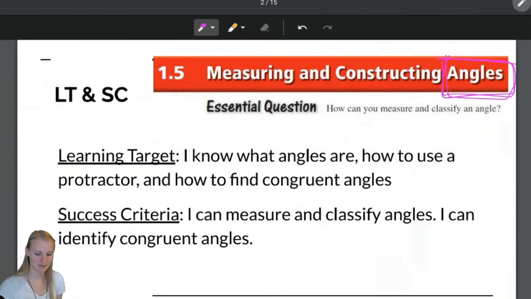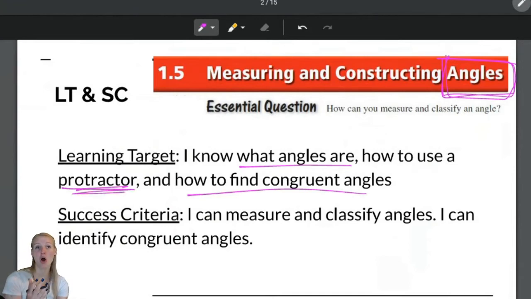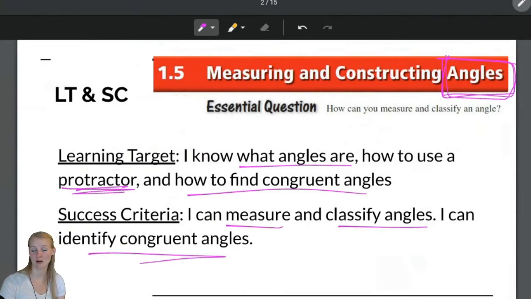Our success criteria, our learning target, is that you know what angles are, how to use a protractor, and how to find congruent angles. Now, I know all of you might not have a protractor in your house, so I'm going to show you virtually how to use one so that if you have one in person, you know what to do with it. But don't worry, you're not going to need a protractor for any of your homework. Okay, our success criteria is that you can measure and classify angles, and that you can identify congruent angles. So, be thinking about these things as we go throughout the lesson, because this is what we're trying to learn.